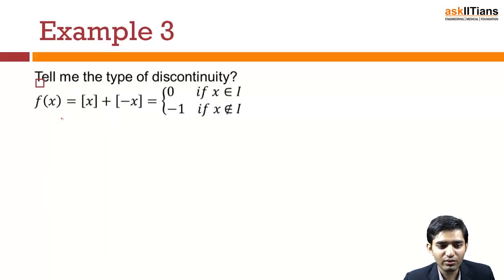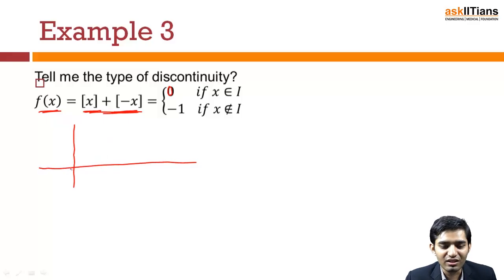Again in this question, f(x) is equal to greatest integer of x plus greatest integer of minus x. So greatest integer of x plus greatest integer of minus x will be 0 if x is an integer, and it will be minus 1 if x is not an integer, right? You can apply the definition of the greatest integer function and you will get this. If I try to plot the graph of this, it would be easy.